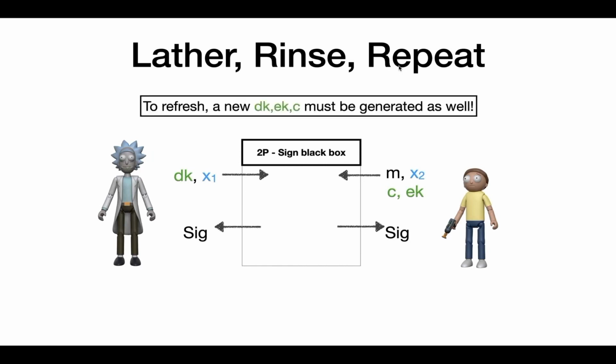As can be seen, if we want to fully refresh, we need to also refresh the homomorphic crypto system parts. Otherwise, the signing protocol will simply not work. Or another option is that an attacker will be able to attack one party after the other, breaking the cryptographic guarantees of the rotation.